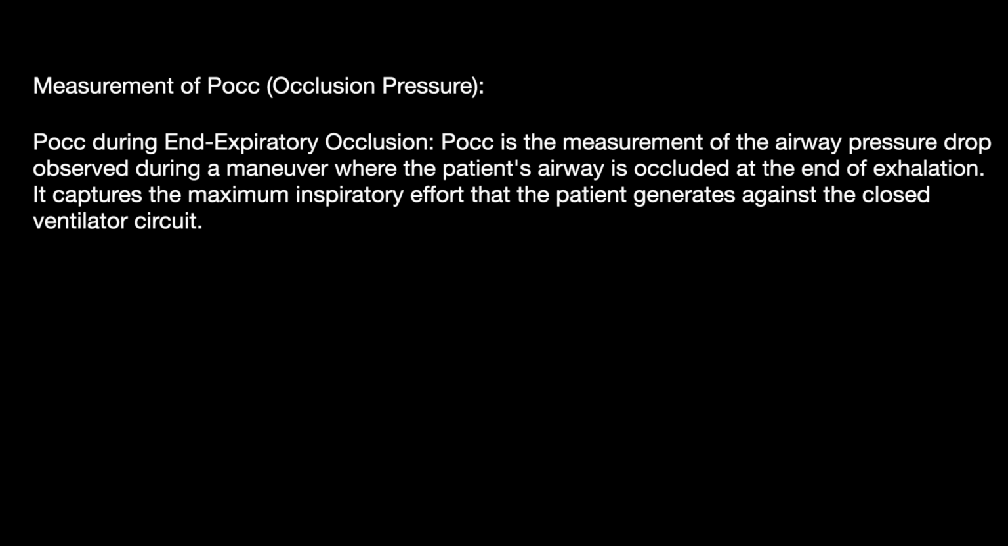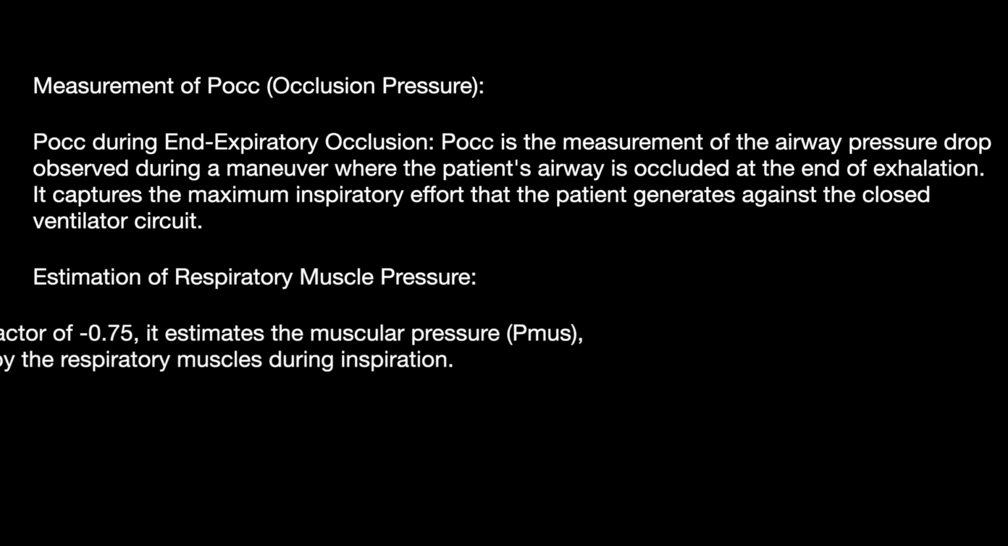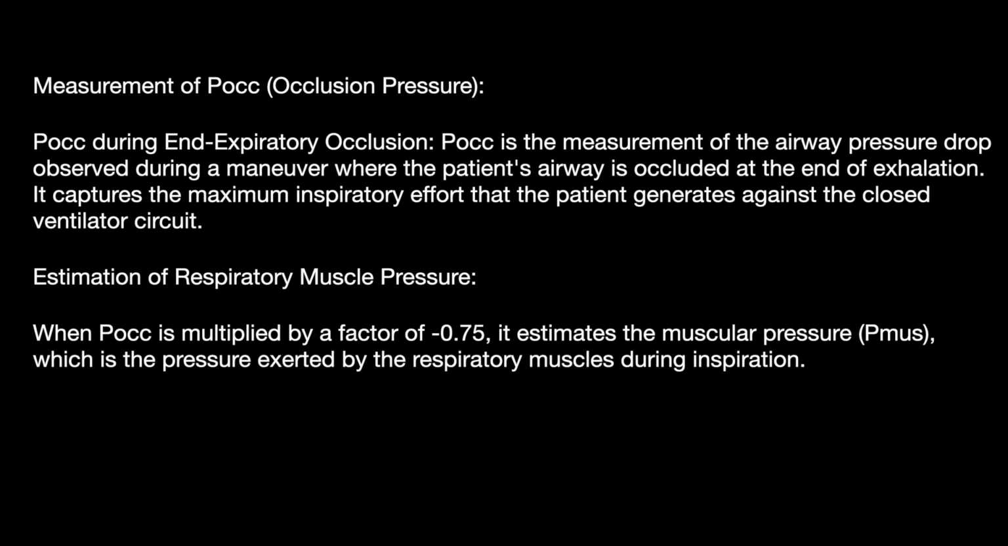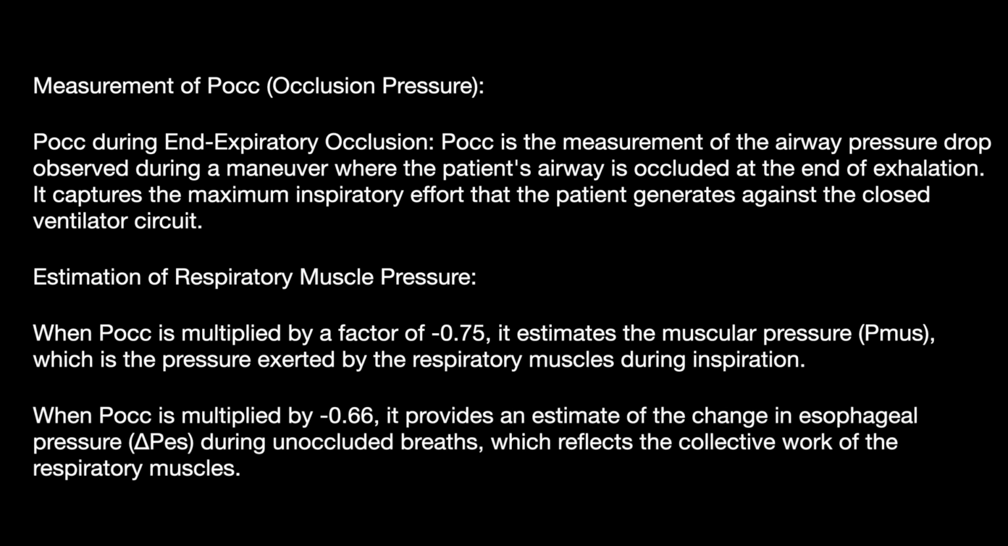POC is the measurement of the airway pressure drop observed during a maneuver where the patient's airway is occluded at the end of exhalation. It captures the maximum inspiratory effort that the patient generates against a closed ventilator setting. The POC is multiplied by a factor that is minus 0.75. It estimates the muscular pressure, which is the pressure exerted by the respiratory muscles during inspiration. When POC is multiplied by 0.66, it provides an estimate of the change in the esophageal pressure during unoccluded breaths, which reflects the collective work of the respiratory muscles.